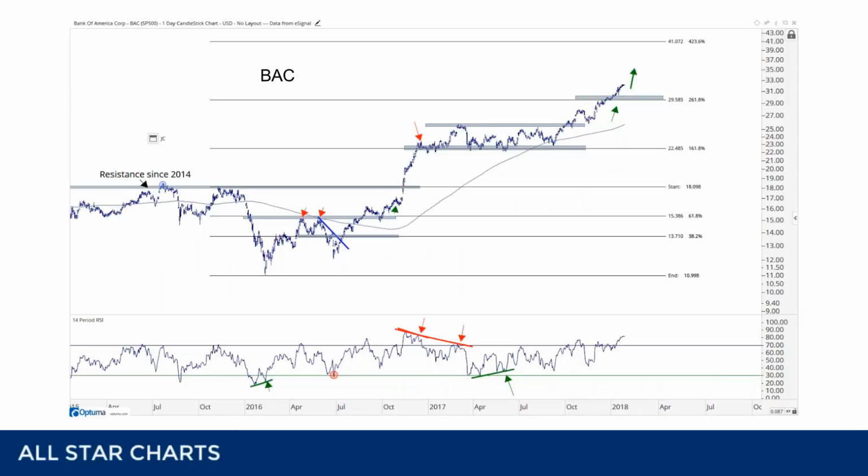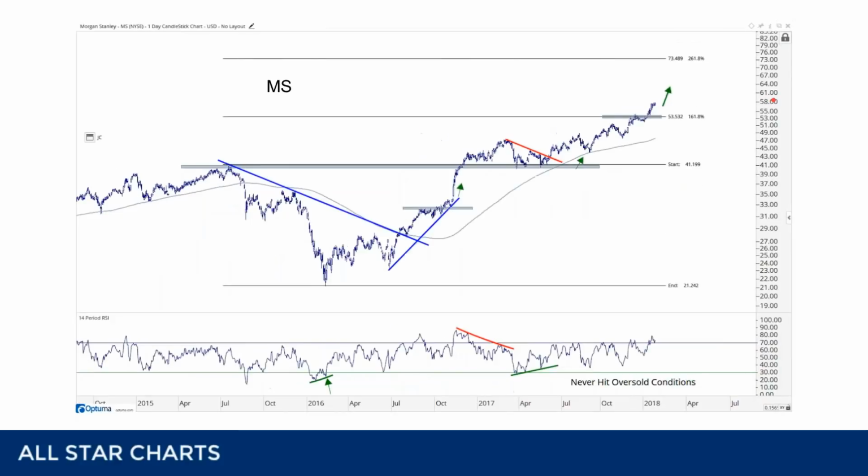We want to be buying weakness in Bank of America, not selling strength. Same with Morgan Stanley. If we're above 53.5, we want to be long Morgan Stanley with a target above 73.5. Notice how this former resistance in 2015 turned into support in 2017. The next target was above 53. We hit that, we consolidated, and now we're off to the races. So that's our new level of risk management, 53.5.